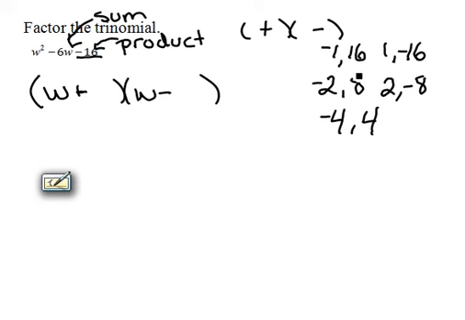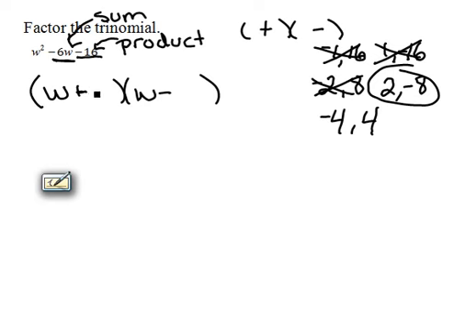Now if I go through here and check to see which pair adds to give me a negative 6, I can see that negative 1 plus 16, that's 15, which is not what I want. 1 plus negative 16 is negative 15. Negative 2 plus 8 is positive 6, but I want a negative 6, so I do not want that pair of factors. However, 2 plus negative 8 gives me a negative 6, which is what I was looking for.